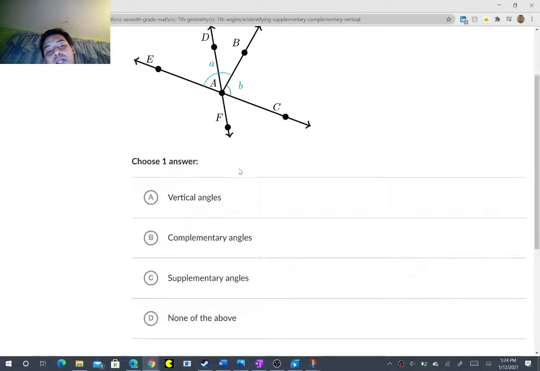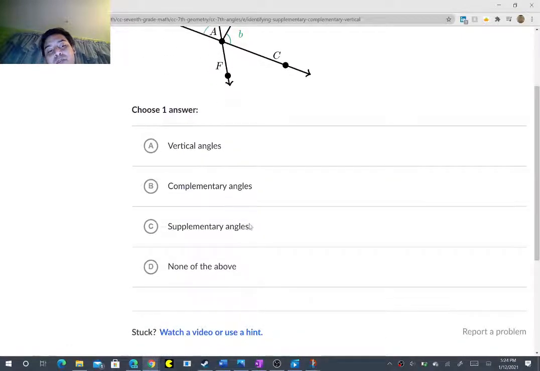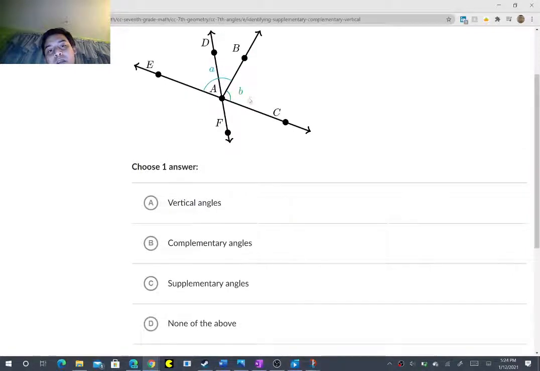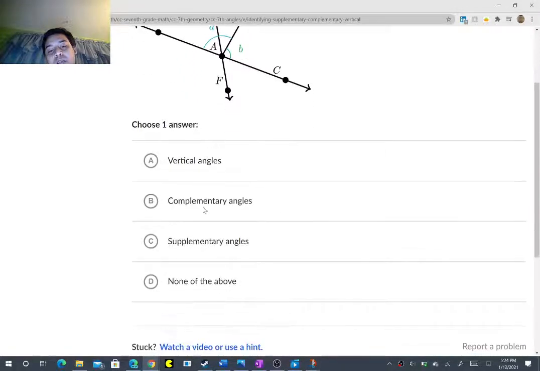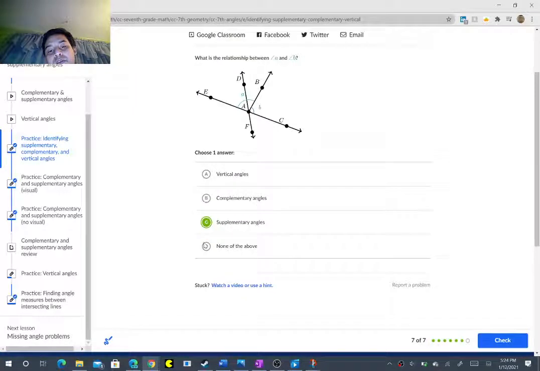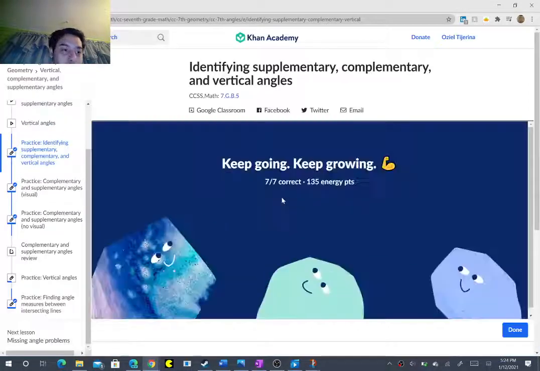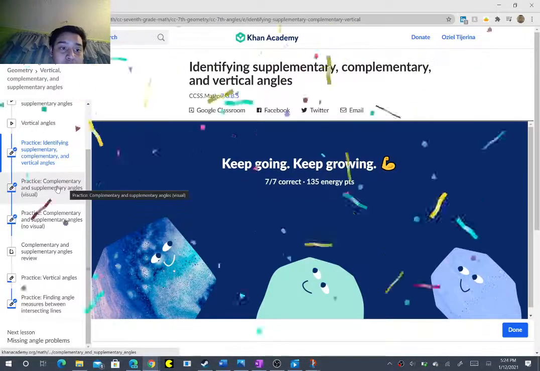So because it's 180 degrees, remember that I said supplementary angles add up to 180 degrees. That means that angle A and angle B add up to 180 degrees. So they're considered supplementary angles is what I'm trying to say. Okay. So as you can see, that's how that works.